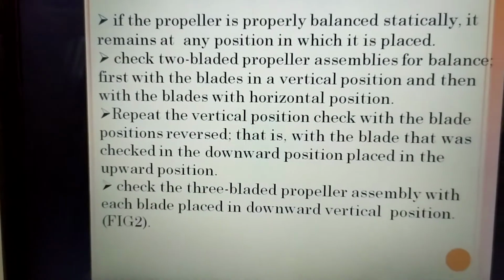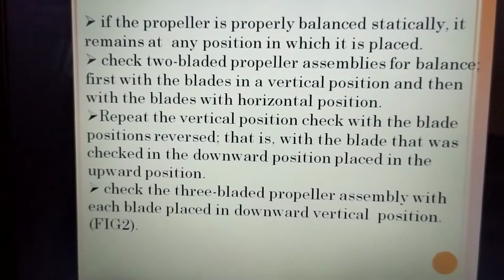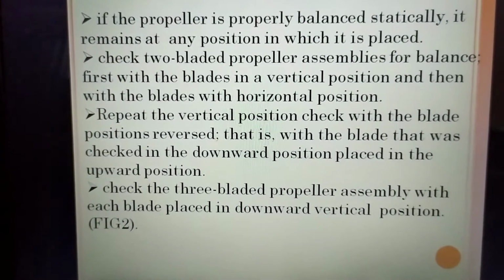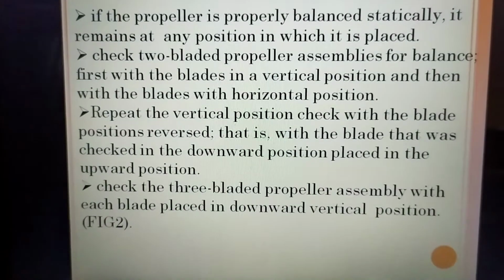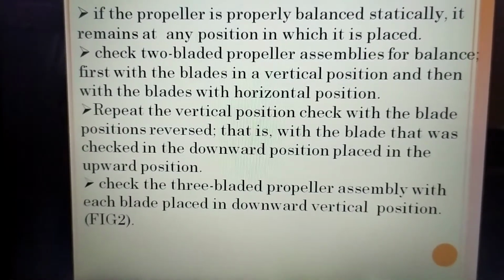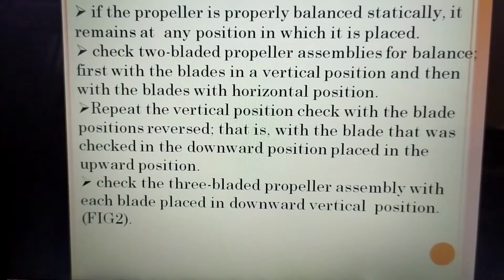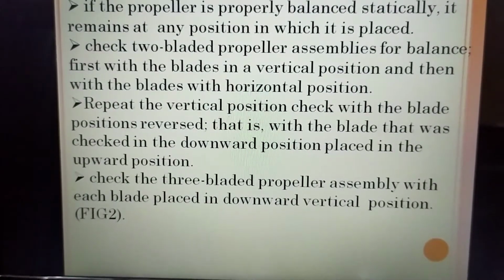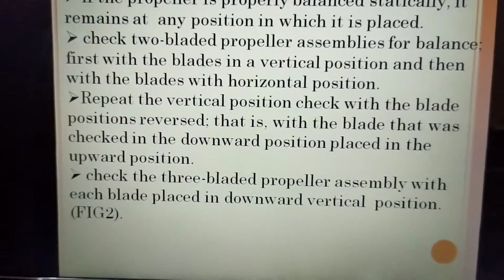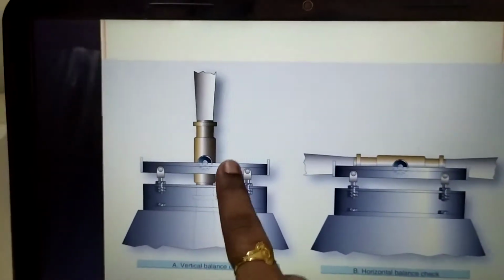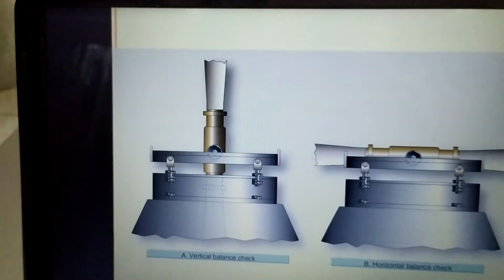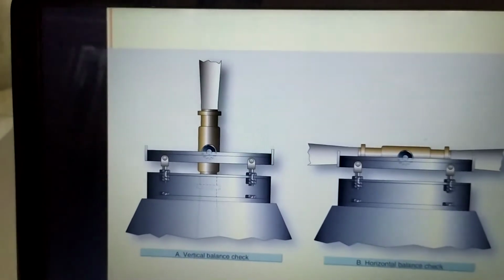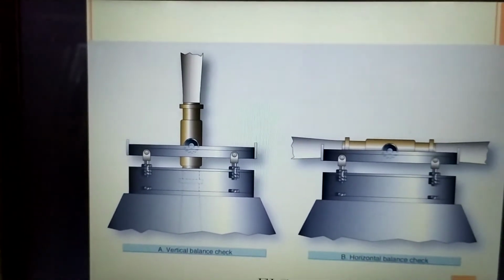If the propeller is properly balanced statically, it remains at any position in which it is placed. Check two-bladed propeller assemblies for balance, first with the blades in a vertical position and then with the blades in the horizontal position. Repeat the vertical position check with the blade positions reversed, that is, with the blade that was checked in the downward position placed in the upward position. In this figure, the blade is in a vertical position, so the downward blade will be moved to the upward position. This is the reversing process.